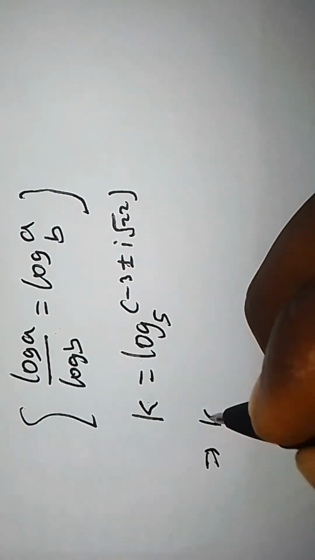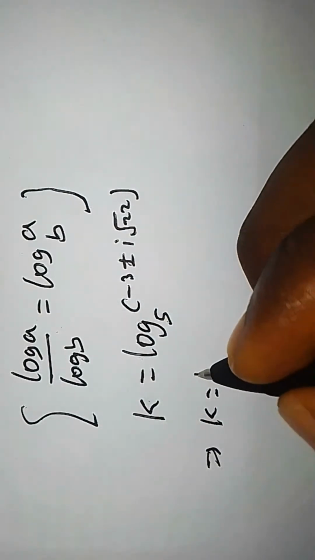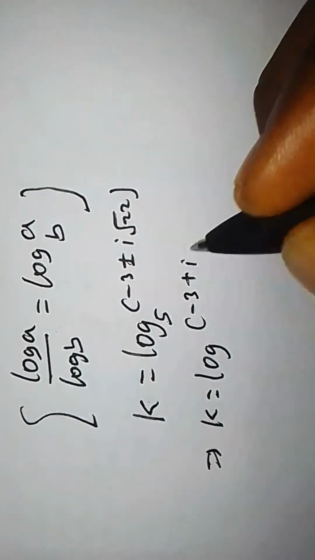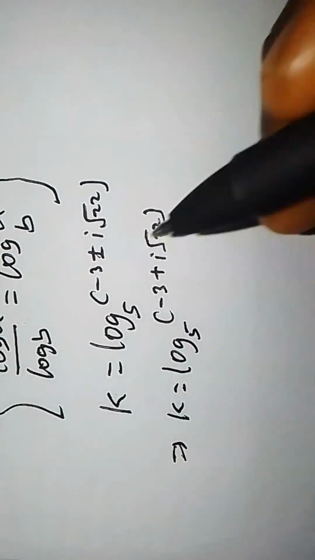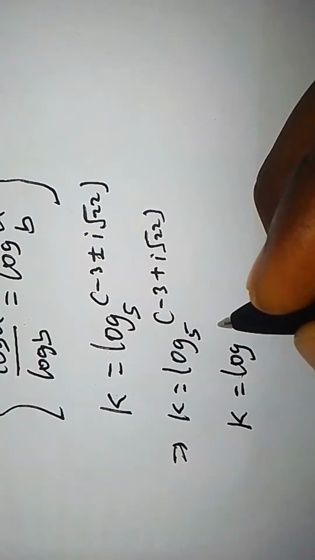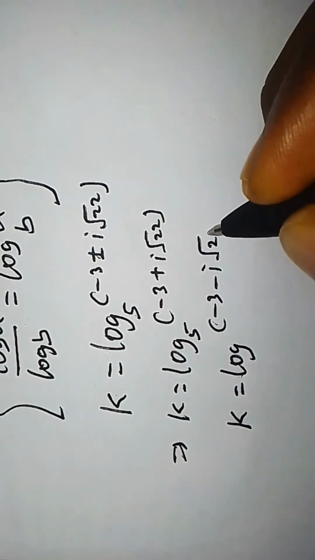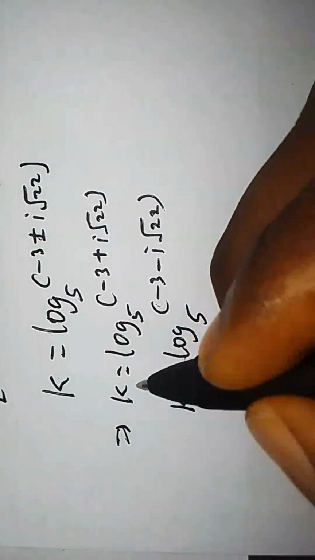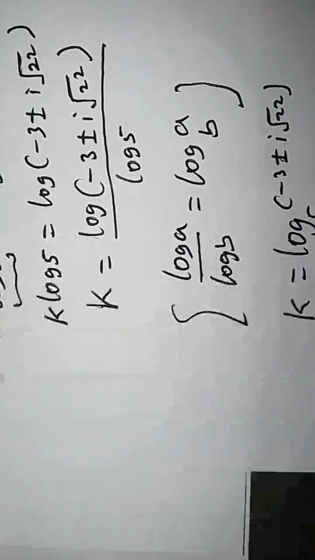This implies that k equals, considering this positive sign, first we have log of -3 + i√22 base 5. Considering the negative sign, we have k equal to log of -3 - i√22 base 5. This is another solution. Let's call it the second solution. And this is the third solution. Let me show you the fourth solution that we obtained.